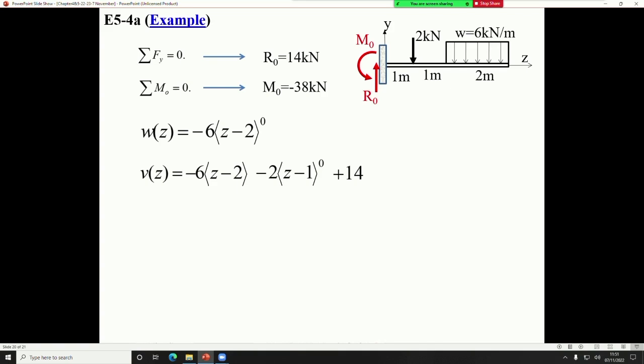Now the next integration gives us the bending moment. So this is a linear function, it becomes quadratic. This is a constant function, it becomes linear. This is a constant function, it becomes linear. What shall I add here? M naught, absolutely.